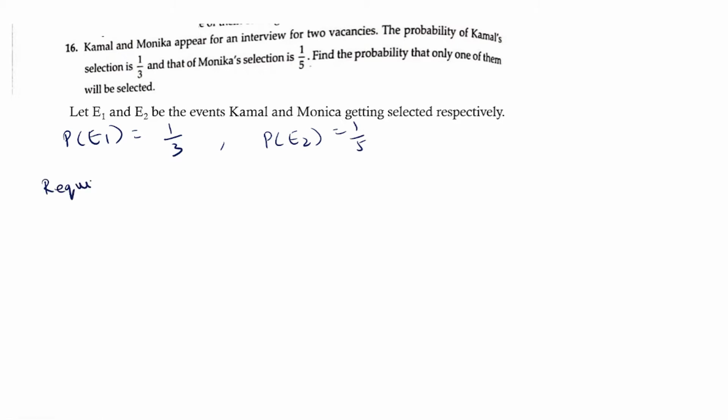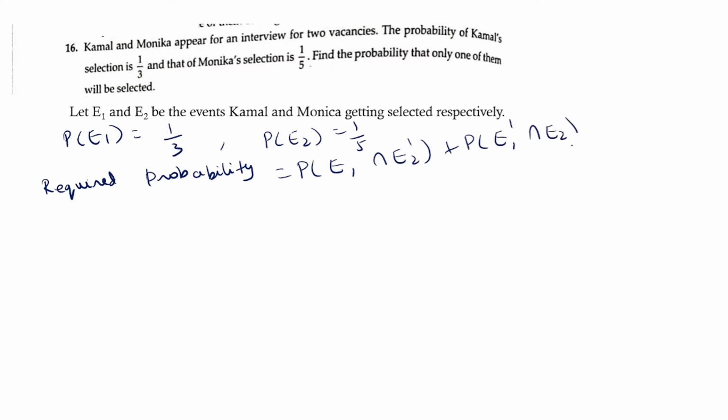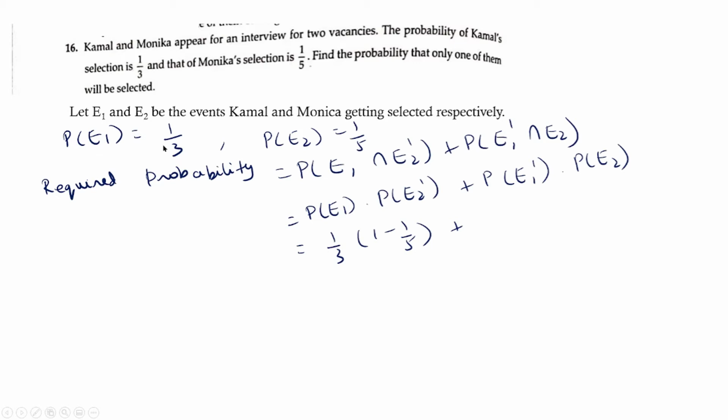So again it is similar to the previous question. So the required probability will be probability of E1 intersection E2 complement plus probability of E1 complement intersection E2. Here it is probability of Kamal selected, Monica not selected, plus probability of Kamal not selected and Monica gets selected. So this is probability of E1 into probability of E2 complement plus probability of E1 complement into probability of E2. So this is equal to 1 by 3 into probability of E2 complement, which is 1 minus 1 by 5, plus probability of E1 complement, which is 1 minus 1 by 3, into probability of E2, which is 1 by 5. Now when we simplify, we will get the answer.